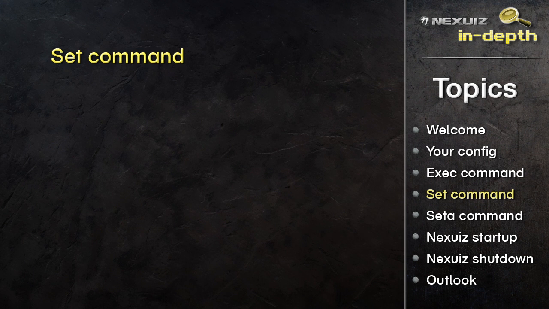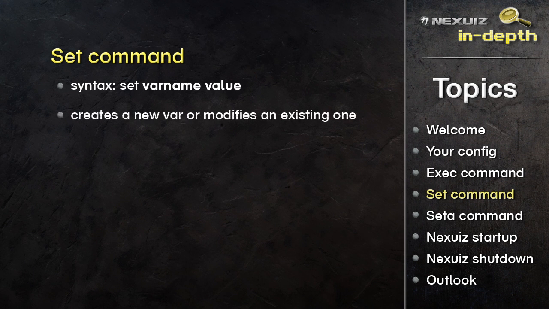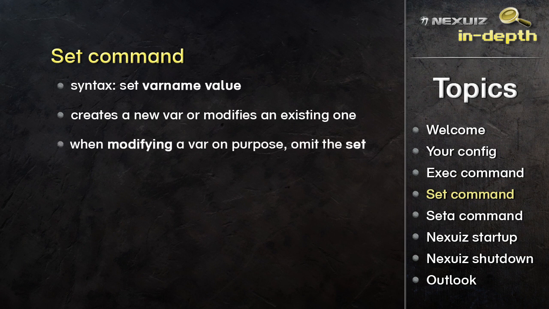Now I'll explain the set command, which is used very often too. Set, followed by the name and value of the variable, creates a new variable with a specified name and value. Okay, so far so good. If the variable already existed, it will just modify its value. However, if you know the variable existed already, you don't have to write the set before, but it won't be of any harm either if you do so.